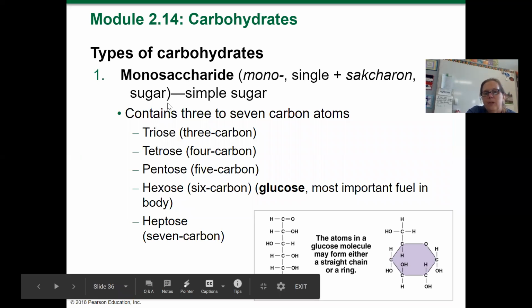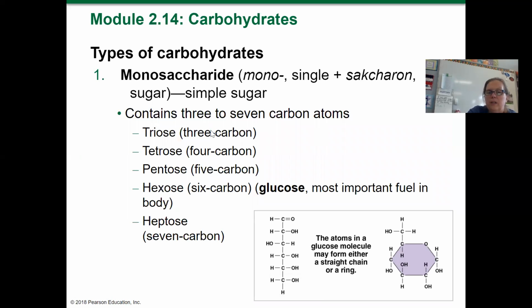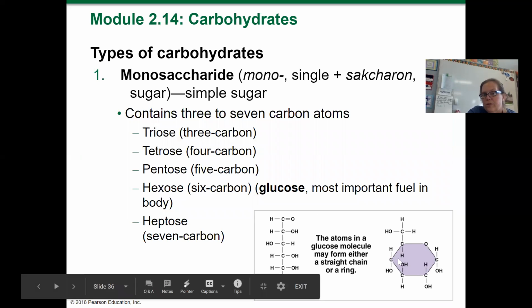Some more information: monosaccharides contain 3 to 7 carbons. This is a glucose molecule that you could see in the chain form or in the ring.